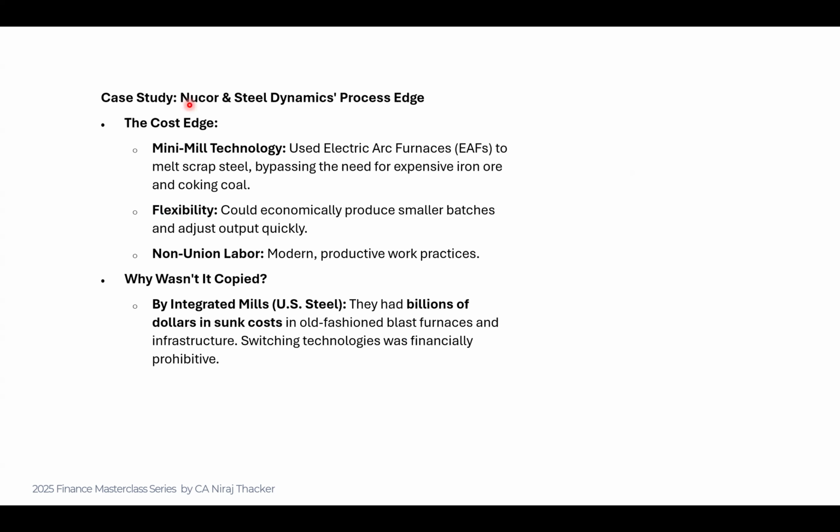Next is Nucor Steel. Again, what they did is the arc furnace. Very, very important, because compared to the old way, which is the expensive way with iron ore and coking coal, when you do it through an electric arc furnace, the cost will be very less. So that is where they had an edge. Whereas the big mills were not able to immediately go into electric arc furnaces, so they lost there. So that was the edge with Nucor Steel Dynamics.